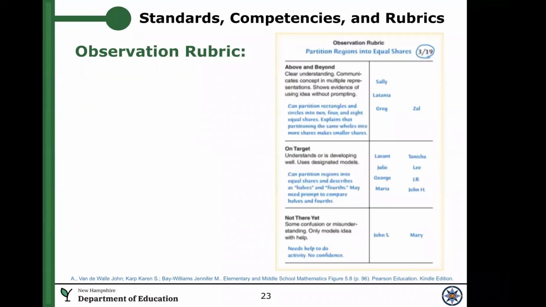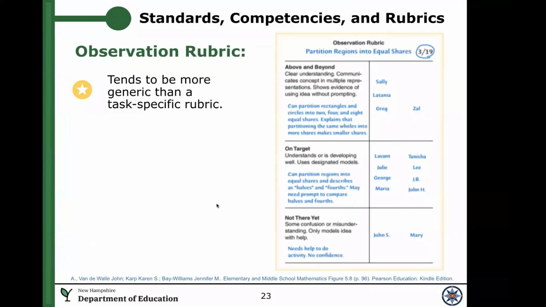This last one here is another type of observation rubric. And this tends to be more generic than the task specific one, right? So as we're looking here, we're looking at what students are able to do. So we want them to be able to partition regions into equal squares. And then this is what it means to go above and beyond. This is what it means to be on target. And this means that they're not yet there.